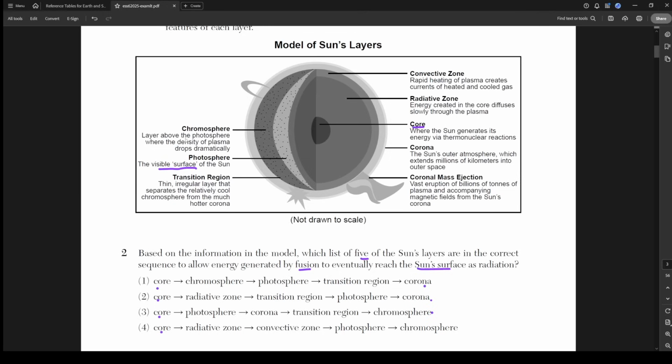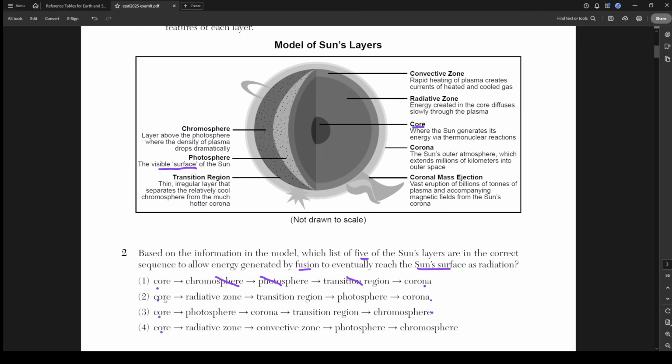But if the chromosphere is above the photosphere, you can't go chromosphere, photosphere. It has to go photosphere, chromosphere. So this one's actually out. And then transition region is inside even more. So this is not going to be the right answer.